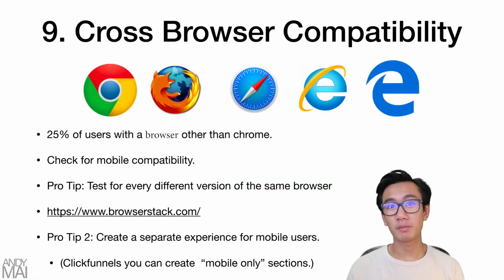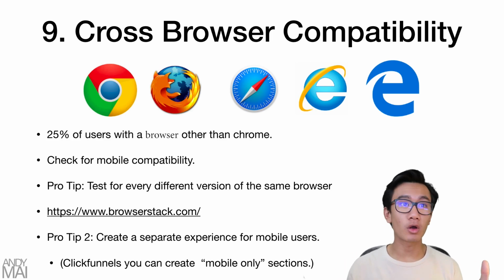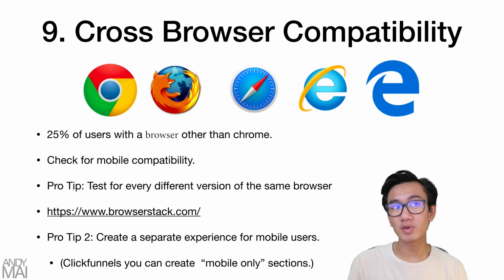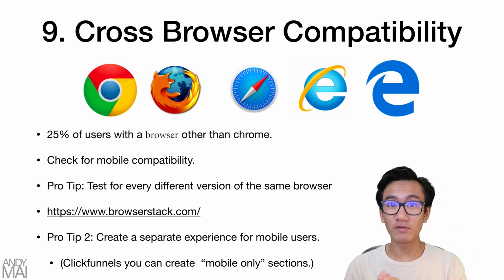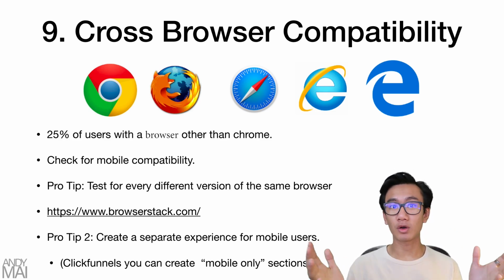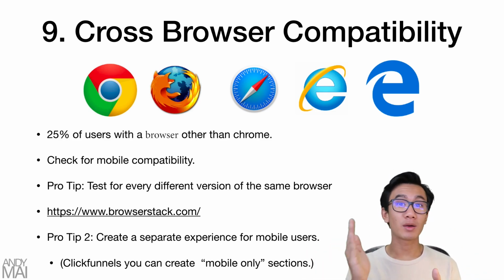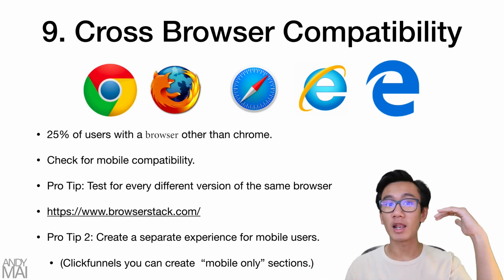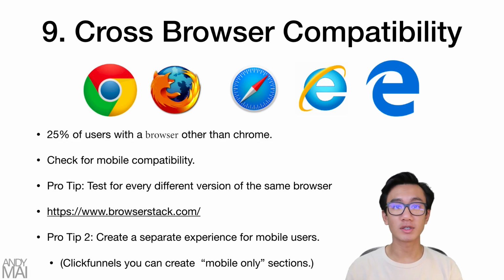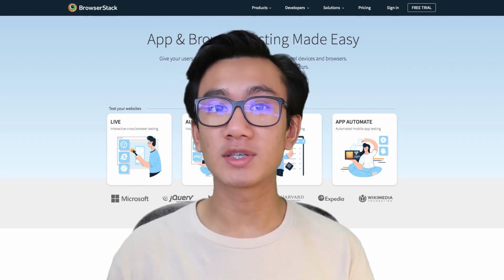9, cross-browser compatibility. This is something that not many people do. Literally 25% of users use a browser other than Chrome. Also, you want to check for mobile compatibility. And a pro tip would be to test for every different version of these browsers, because Chrome has version 1.8, 1.7, 1.6. There are many different versions. Not everyone's up to date with the latest version of each one of these browsers. So the best way to test your site on everything is to use browserstack.com.